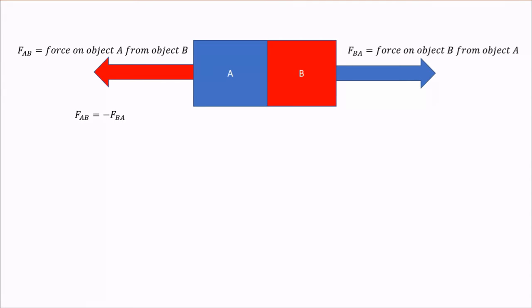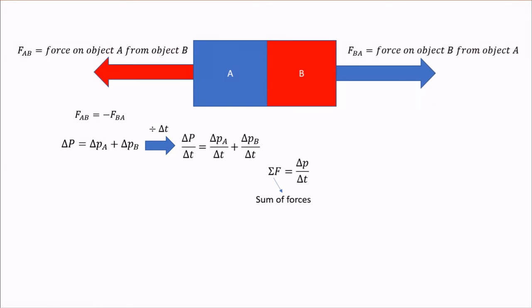Next, let's think about the change in momentum of the system. Delta big P is the change in the momentum of the system, and it equals the change in momentum of particle A plus the change in momentum of particle B. Now let's just divide both sides by delta t for a reason that will become clear in a second. Now we know that the change in momentum of a particle divided by the change in time is the sum of forces acting on that particle. In our case, each particle is only feeling one force.